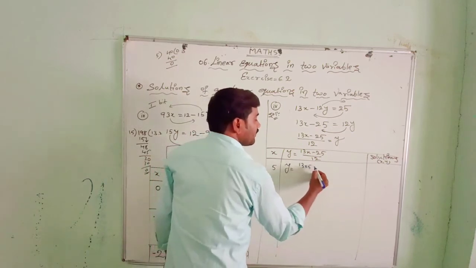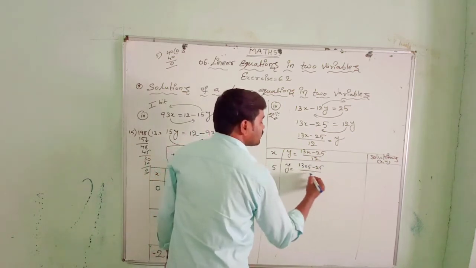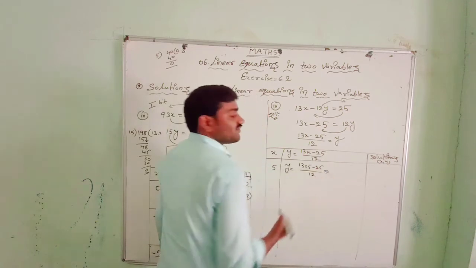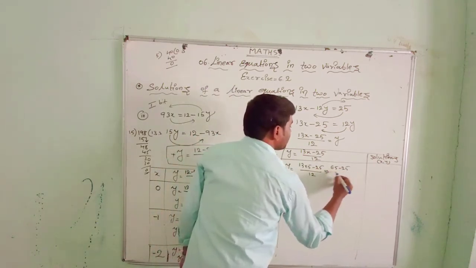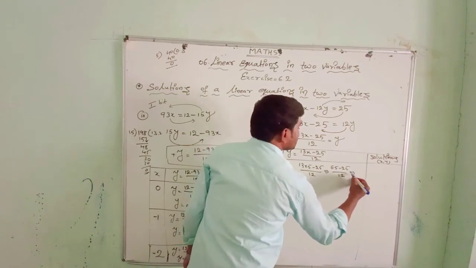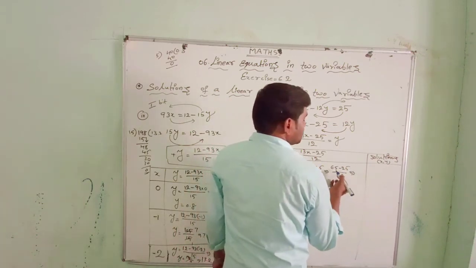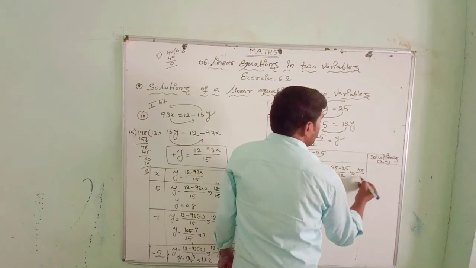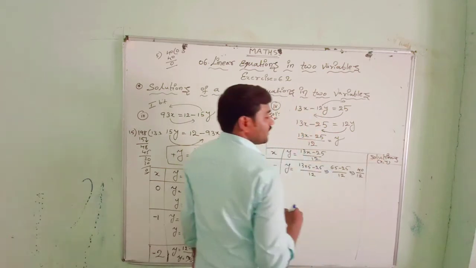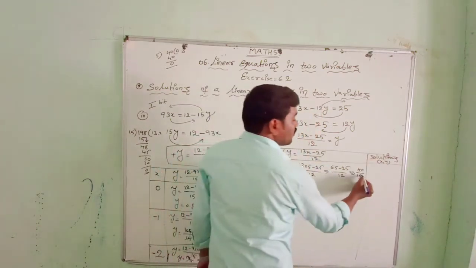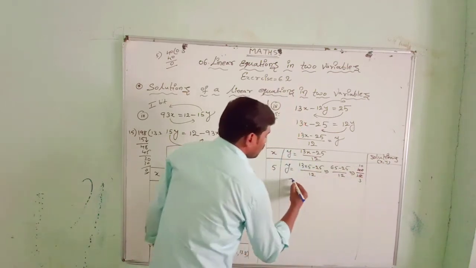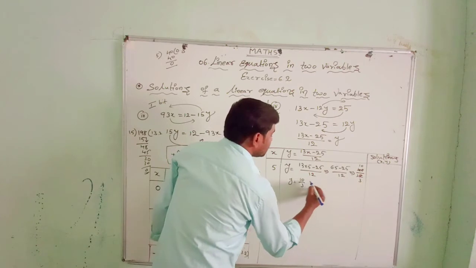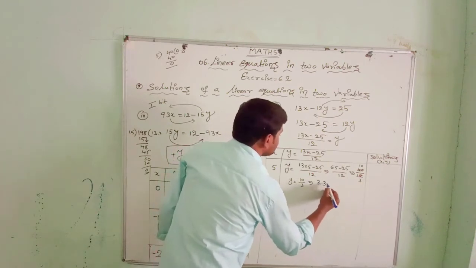y equals 13 into 5 minus 25 by 12. 13 fives are 65. 65 minus 25 is 40, so 40 by 12. How can I do it? 4 threes are 12, 4 tens are 40. That is y equal to 10 by 3. 10 by 3 is nothing but 3.33.